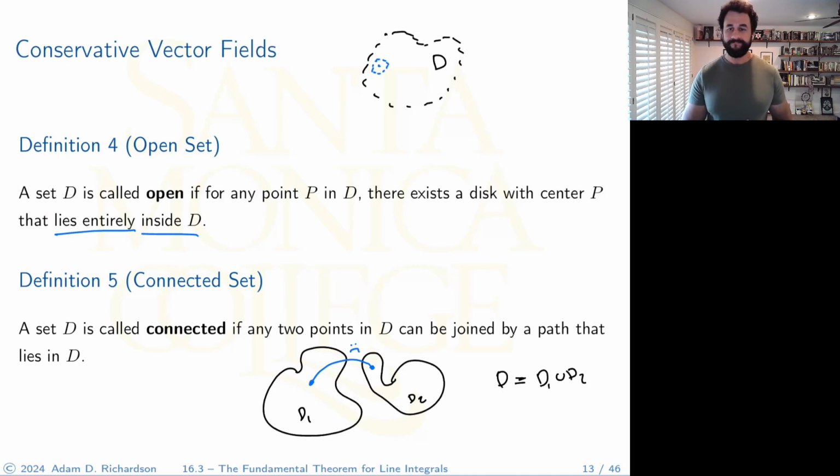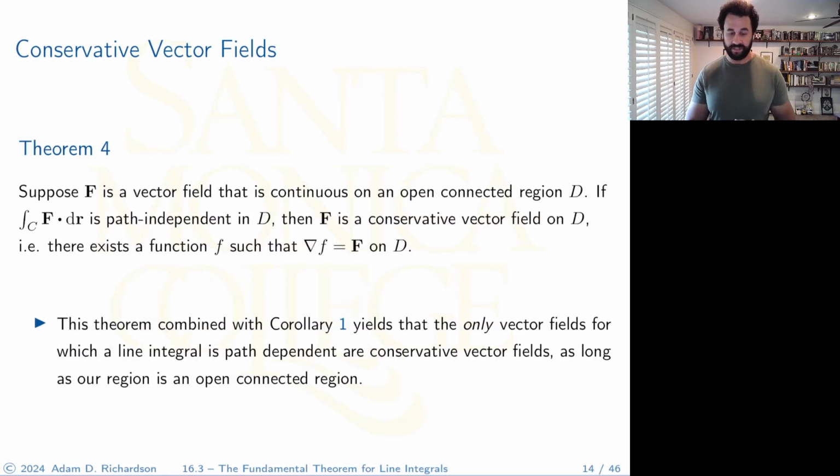Now, open set, connected set. Why do we need this? Because this is going to give us the conditions for the converse of that theorem. So here it is. Suppose that F is a vector field that is continuous on an open connected region D. Now, if your integral is path independent in D, then F must be a conservative vector field on D. In other words, there is a potential function f such that the gradient of f is equal to your vector field F on the region D.